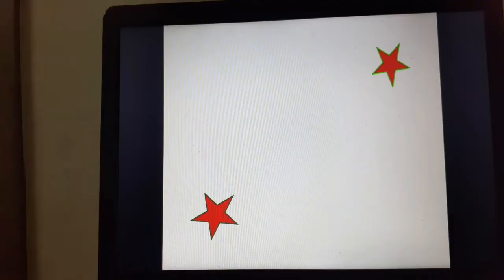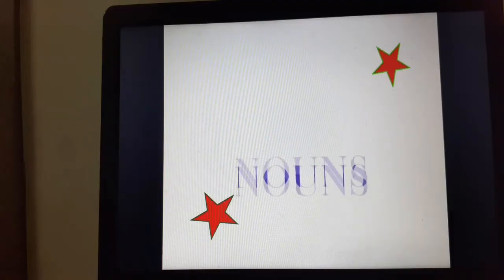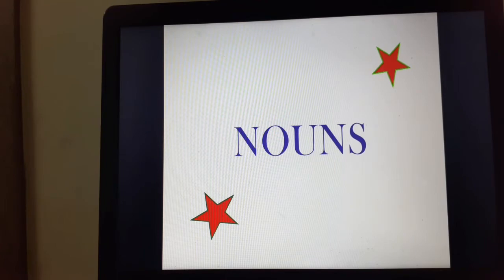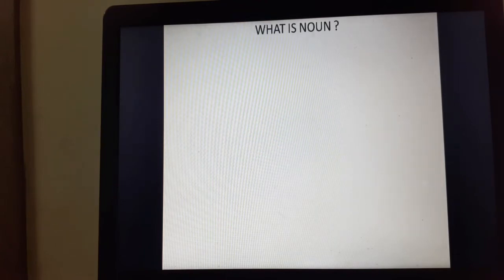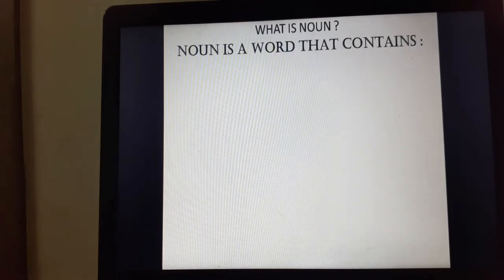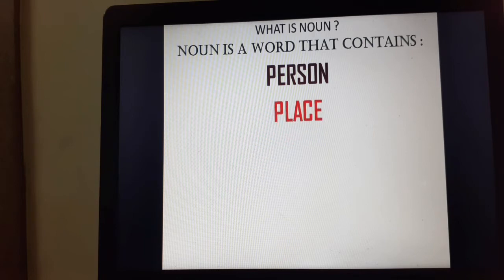Today I am going to start a new topic of English grammar, that is nouns. So let's get started. Here it goes. Nouns. What is a noun? A noun is a word that contains person, place, thing, or an idea.